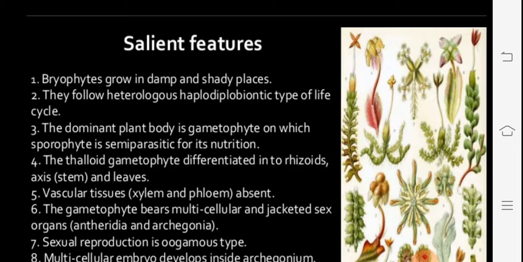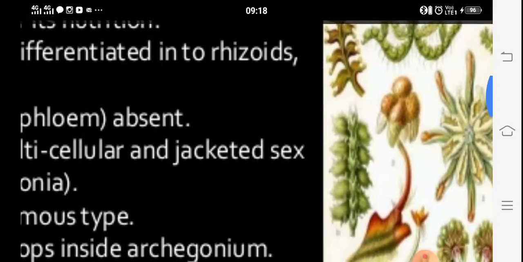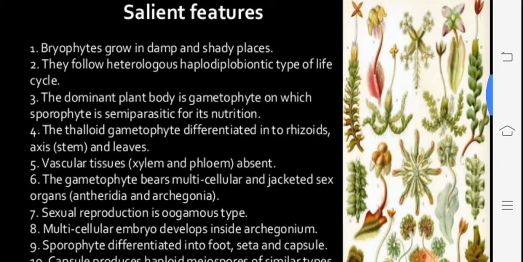Secondly, they show the life cycle pattern. It is heterologous and haplodiplobiontic. Actually, this word is from the algae, but already we know in evolution that bryophyta are supposed to have developed from the algae. So haplo means the haploid stage, and heterologous means the haploid contains antheridia and archegonia, and the diploid, that is the zygote formation, embryo formation in the bryophyta. So it is a very interesting part.